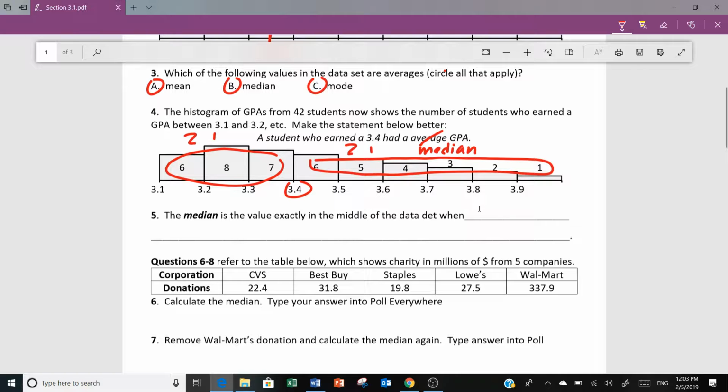Okay. Is 19.8 the median? No. What do you have to do with the values to find the median? Good. Put them in order. So what I like to say is the median is the value in the middle when values are arranged from least to greatest.